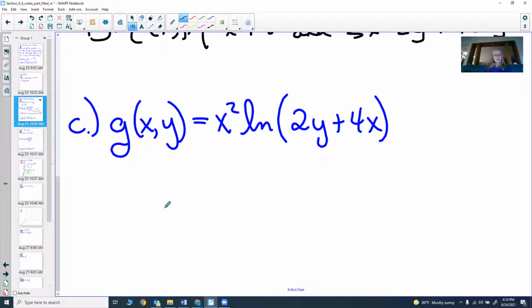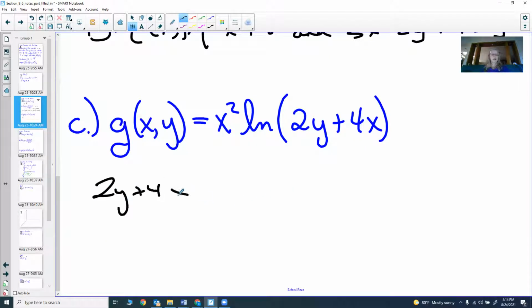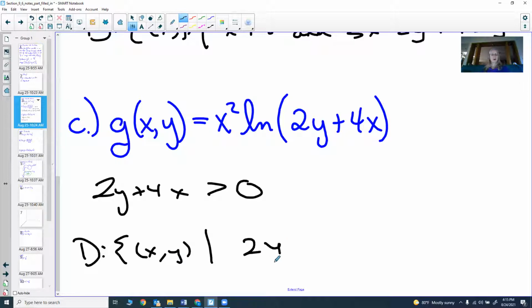Another one is, let's look at g of x, y equals x squared times the natural log of 2y plus 4x. In this case, 2y plus 4x has to be greater than 0 because you can't take the natural log, or the log for that matter, of any number 0 or less. So we know that's the case. You can either solve for x or y if you want to, that's really up to you. Or you can just leave it like that and say that D is going to be the set of x, y, such that 2y plus 4x is greater than 0.